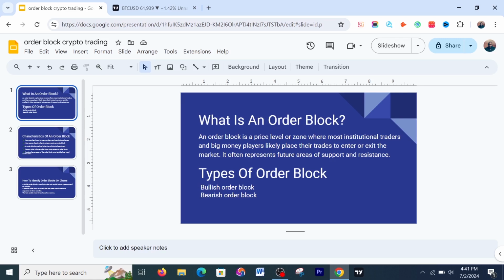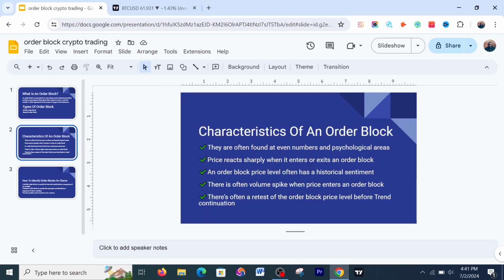There are two types of order blocks. You have bullish order blocks and you have bearish order blocks. We'll talk more about it later. But next are the characteristics of order blocks, and this is important so that you know the kind of psychology behind them.